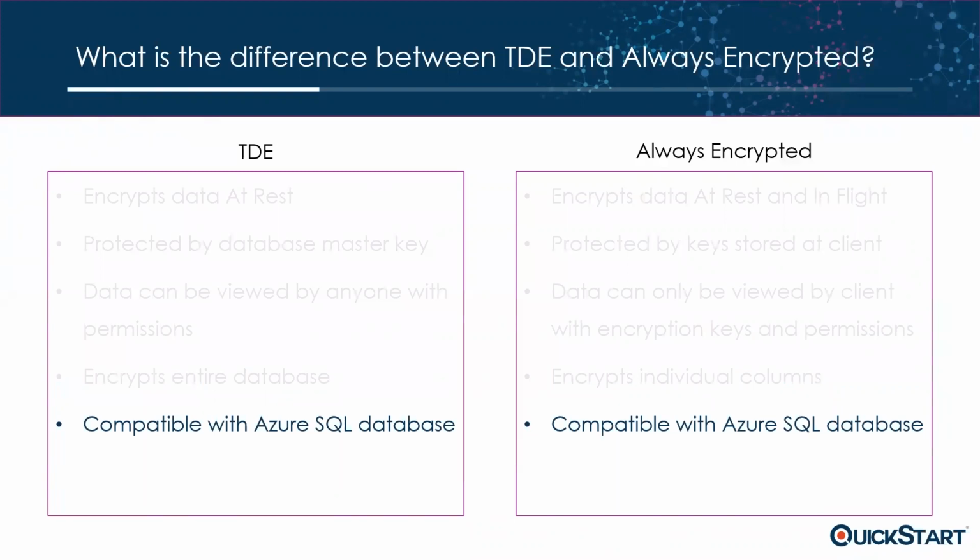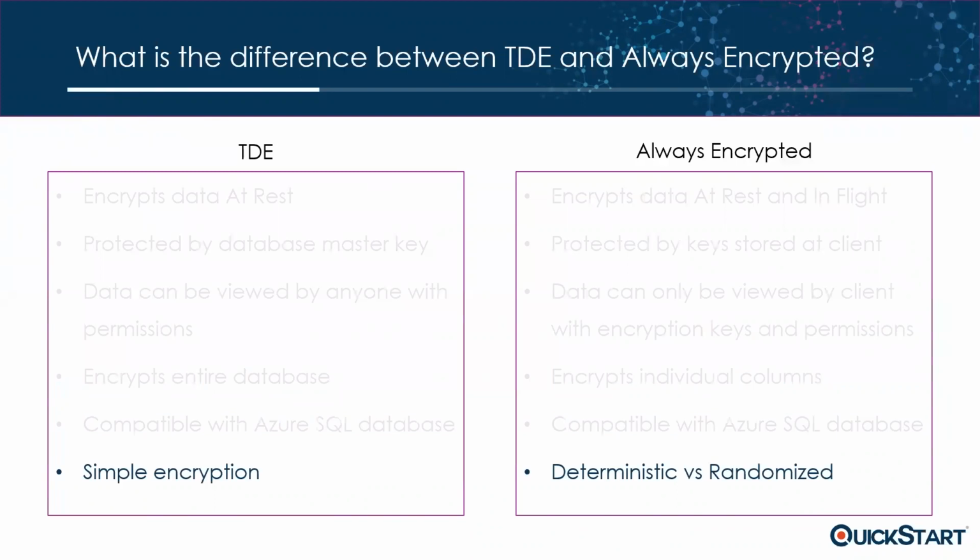You can still use both methods with SQL Azure. That was another important thing, because people often ask, what if I go Azure? What are the options I have? Both options. Like I mentioned, TDE is also an important option which people use. But remember, it will always be a simple encryption, whereas Always Encrypted has the options of deterministic and randomized.